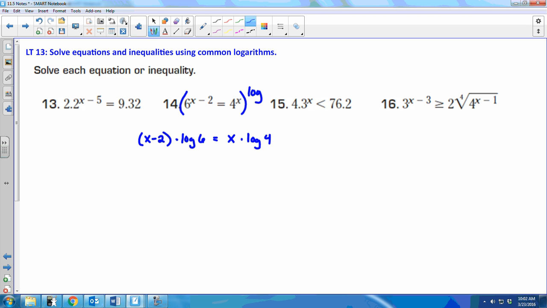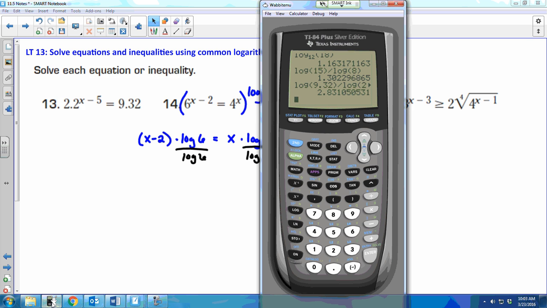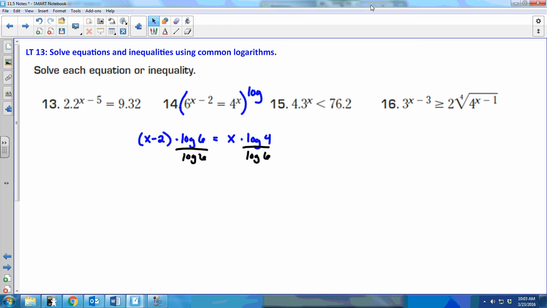And log 4 and log 6 are just decimals. So you have two options. You can find the decimals and distribute everything first. In this case, you can also just divide those values out because they're being multiplied and go from there. I'm going to take the shorter route. If you don't, that's okay. So log 4 divided by log 6 is 0.7737.